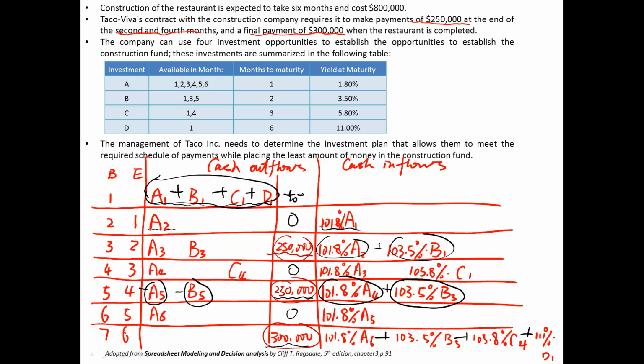So these are the total out of pocket money, and we want to just minimize this portion. And what we talk about regarding the relationships of the cash outflows and inflows in each month will be our constraints. We just want to make sure that the cash inflows in a certain month should be able to cover the cash outflows in that month.